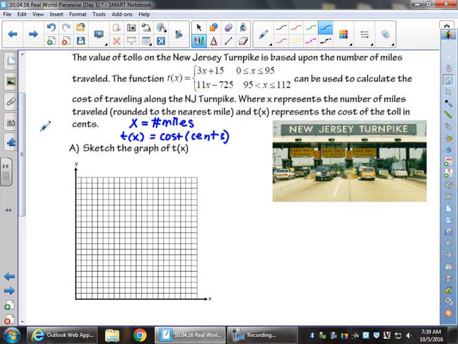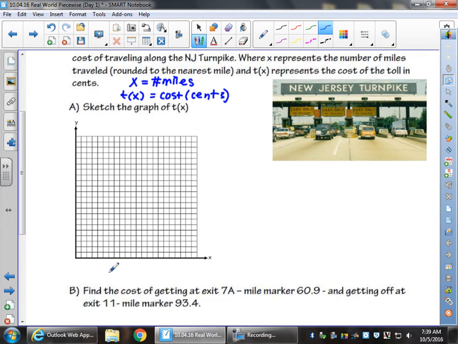I need to sketch this graph. Any thoughts? Remember, we know how to do this. So what would I do first? Yes. Sure. Let's label our axes. So we've got number of miles here, and cost in cents. All right. Someone else had a thought first. Hold on. Did you have an idea? No, that was yours. Who else had a thought?